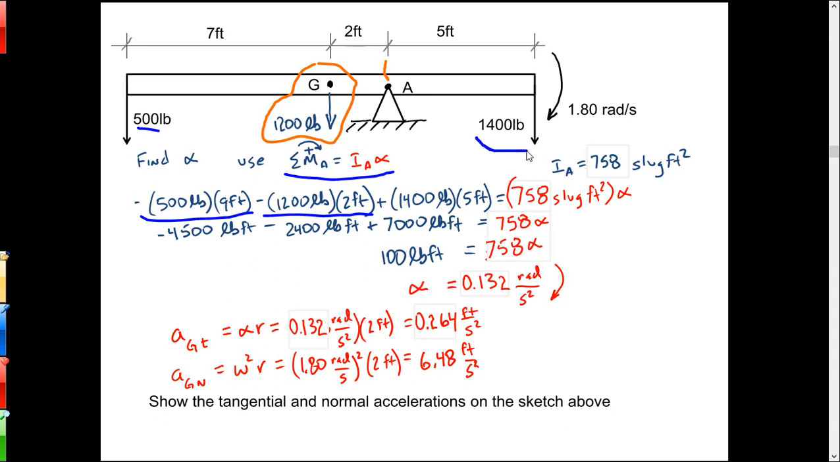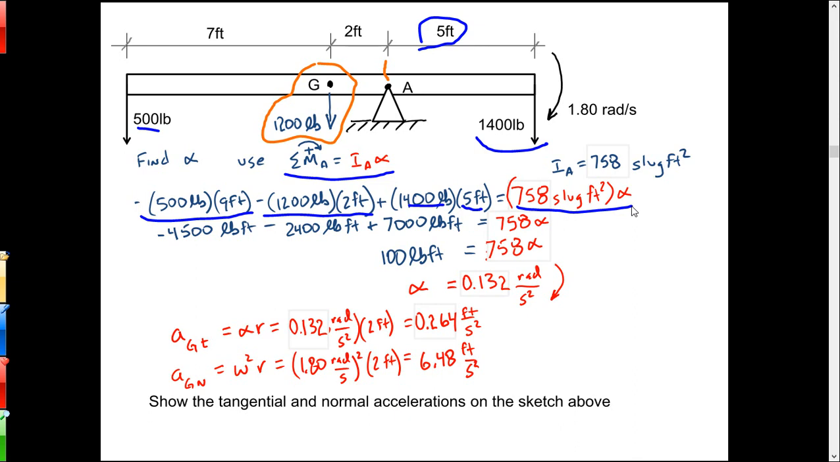And then I've got this pull over here, the 1,400 pounds times a 5-foot offset, okay? That'll be positive. And that'll equal 758, which is the moment of inertia about A, times whatever alpha is. Units don't quite work out. Units, pound feet to pound feet squared per second. I've got slug, yeah.